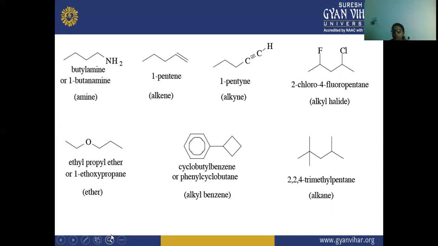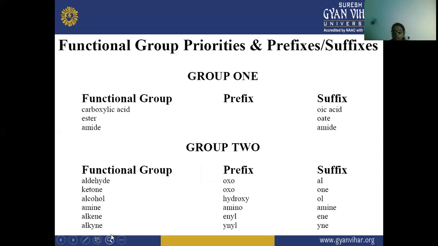And next, a cyclic group attached to a benzene ring, so its name is alkylbenzene. Next is the alkane, because there is no double bond, and only single bonds are attached between the carbon atoms, so its name is alkane. Next, these are the priority sequence and the prefixes and suffixes that should be applied. For the functional group, prefixes and suffixes, the carboxylic acid has the highest priority.